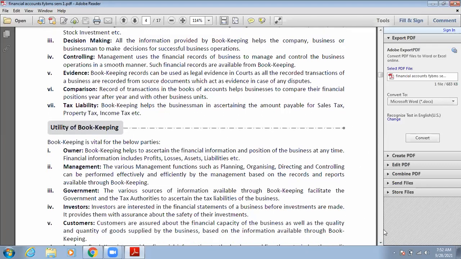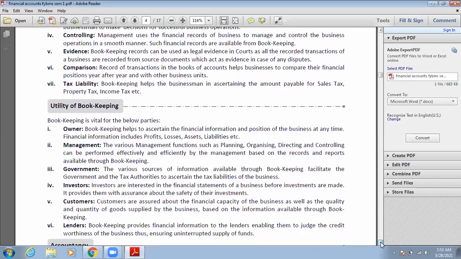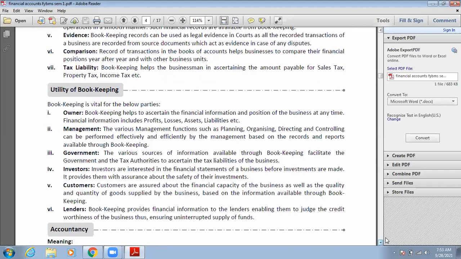This one is clear, student? Student, this one is clear? Yes, ma'am. Okay, I'll put all these things in your Google Classroom and send in your group.